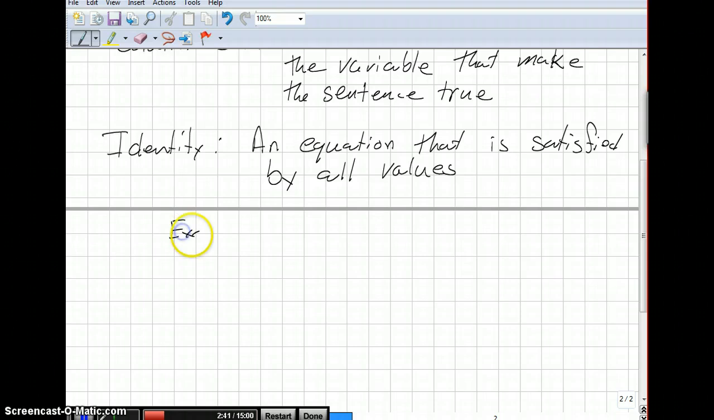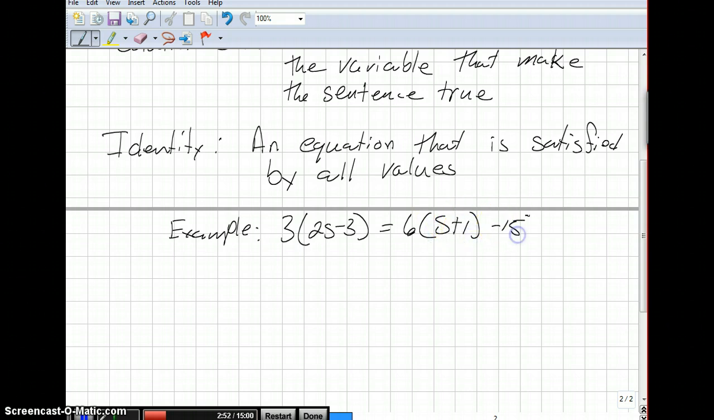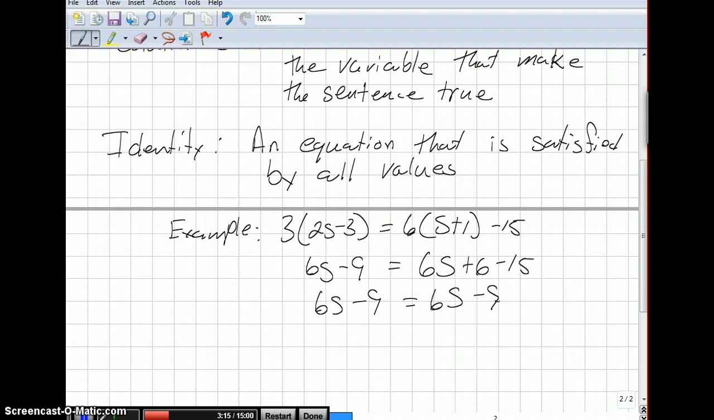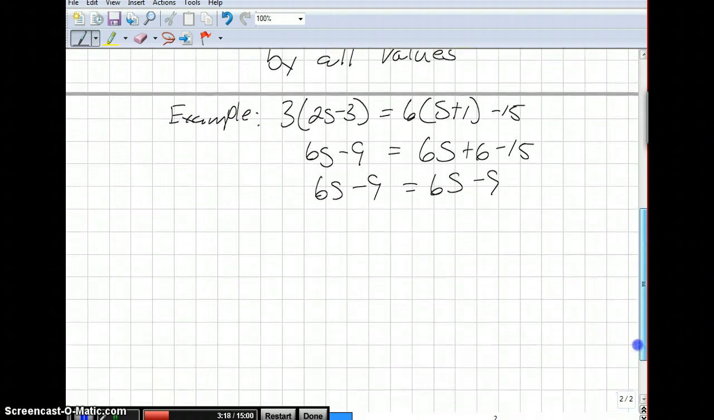Example. 3 times the quantity 2s minus 3 equals 6 times the quantity s plus 1 minus 15. If we simplify both sides, the distributive property gives us 6s minus 9 equals 6s plus 6 minus 15. So 6s minus 9 equals 6s minus 9. That is an identity because it is true for any number that we put in for s.